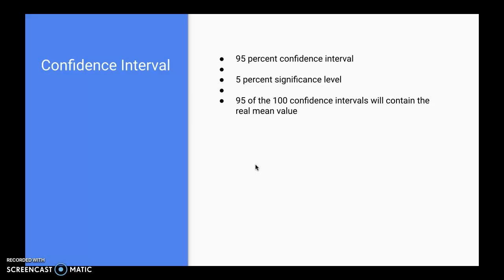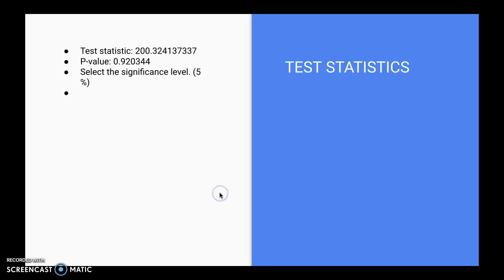The confidence interval, so 95% confidence interval, 5% significance level. Basically what this means is 95 of the 100 confidence intervals will contain the real mean value. Next, the test statistic, I got 200.3, and the p-value, I did get 0.920344. So if you round it, it'd be 0.92. And then the selected significance level was 5%, which is what I chose. That's how I got the 95% confidence interval.